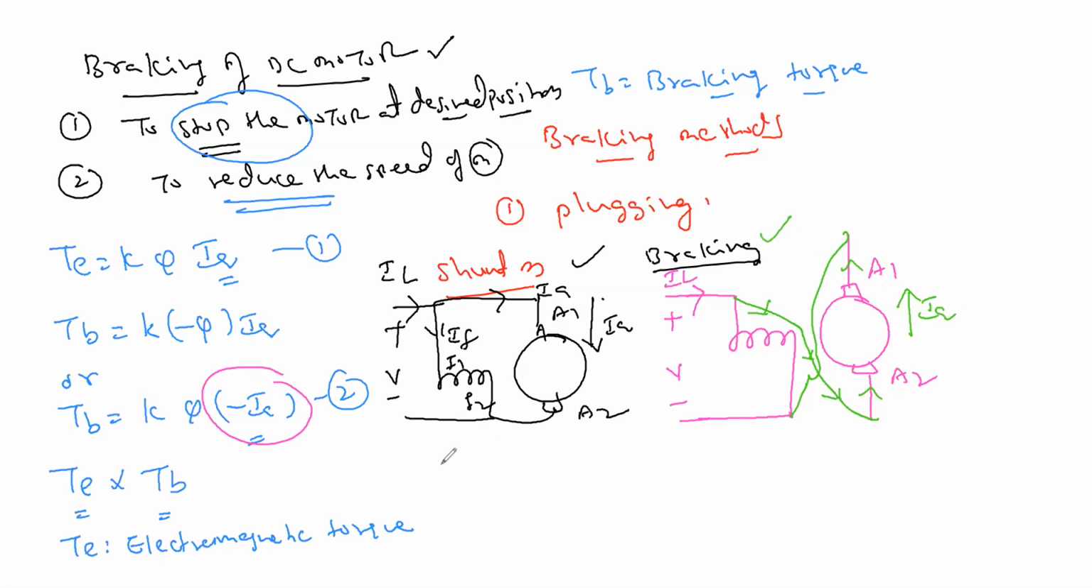So what will happen? Here electromagnetic torque is K phi Ia. Here braking torque is K phi minus Ia. Okay? So the torques are coming in opposite directions. So how is the torque opposite? Let me show it for you here now. For example, the field direction is still the same.